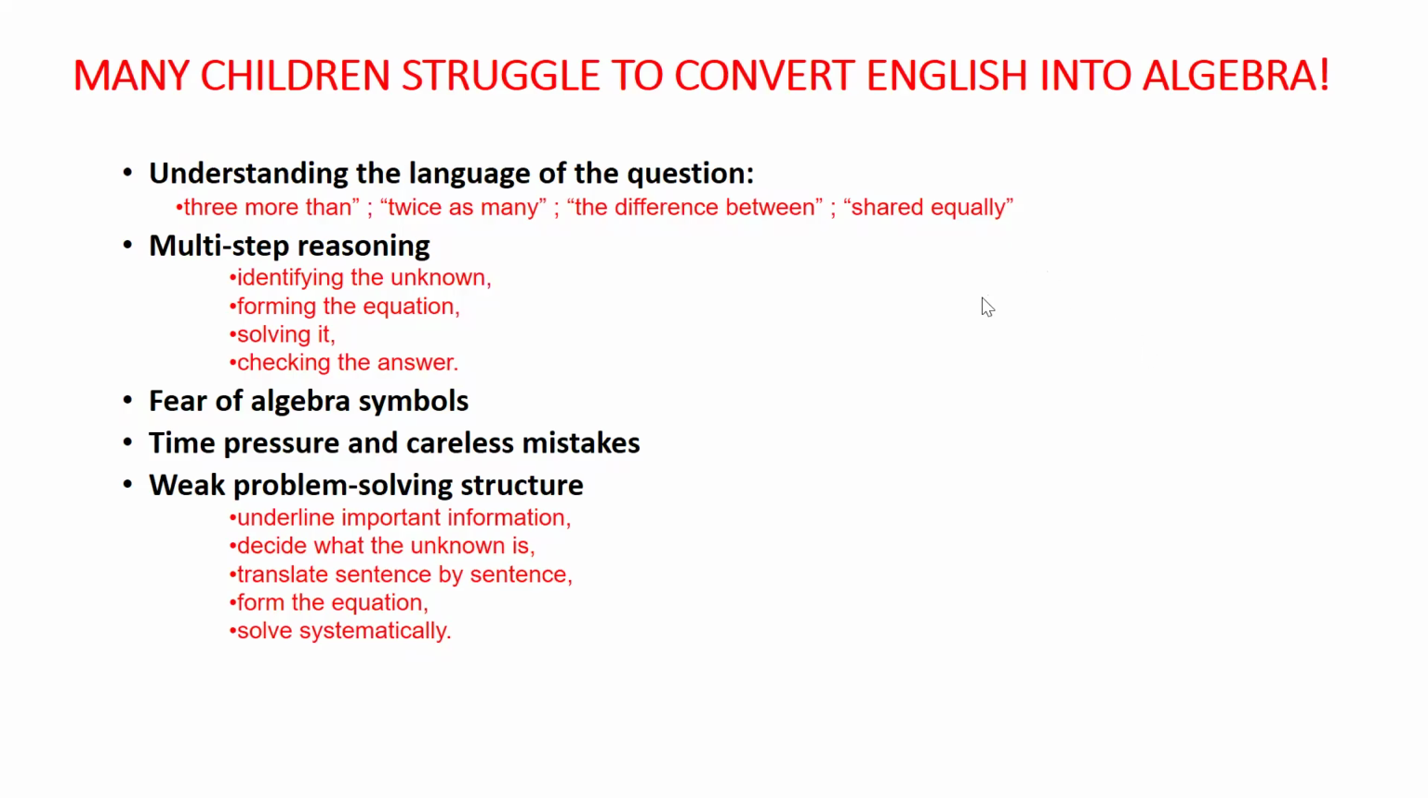Hello everyone. Many children struggle to convert a worded problem into algebraic equations, and this is because there is a difficulty in understanding the language of the question. When it says "3 more than", it means you are adding 3 to the previous one, or "twice as many". "The difference between" is a minus, and "shared equally" means you divide.